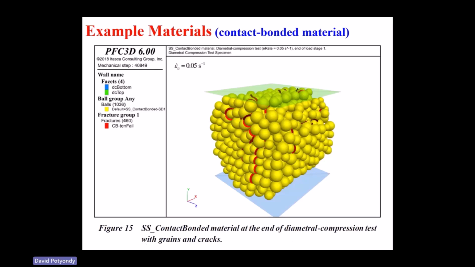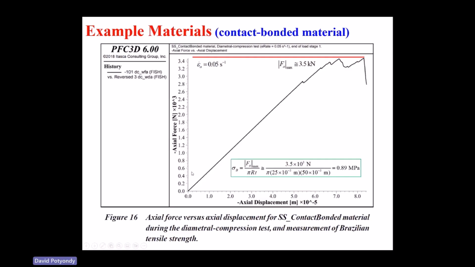Here's the Brazilian test. At the end of the test, it looks like this. This is what we measure, force versus displacement. We get the peak force. This is the relationship for converting Brazilian peak force into an effective tensile strength. I'll call that sigma sub B for a Brazilian tensile strength. So we run that through, we get 0.89 MPa.